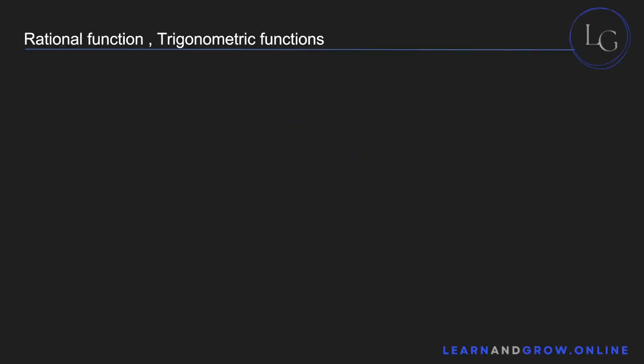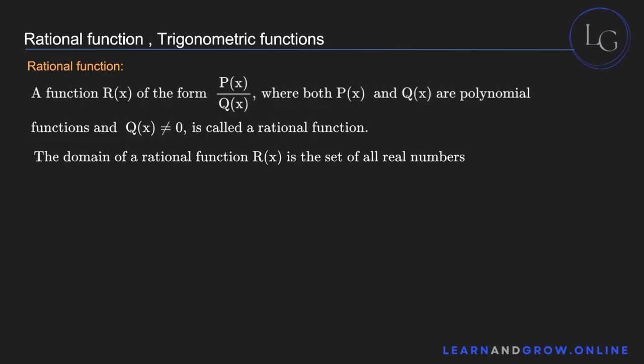Now let's talk about rational functions and trigonometric functions. So a rational function r of x can be written down in this form. Basically, r of x is equal to a function p of x divided by another function q of x, right? And both p of x and q of x are polynomial functions. And q of x must not be equal to 0. So these are the conditions.